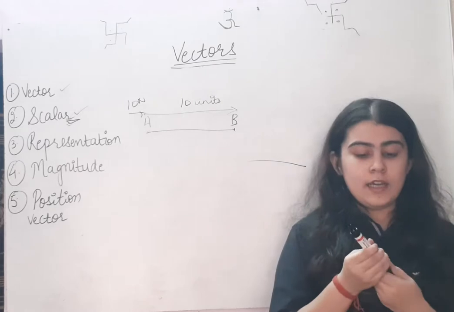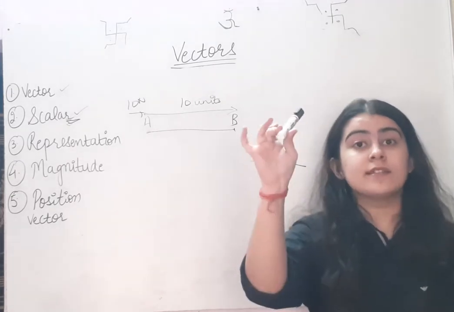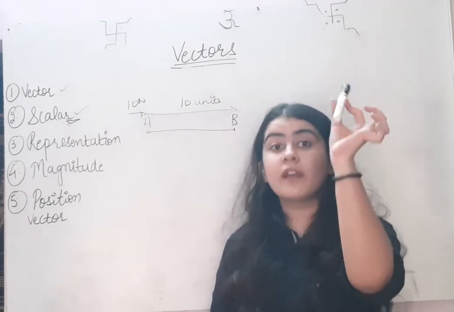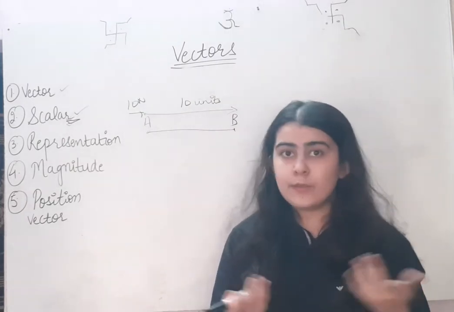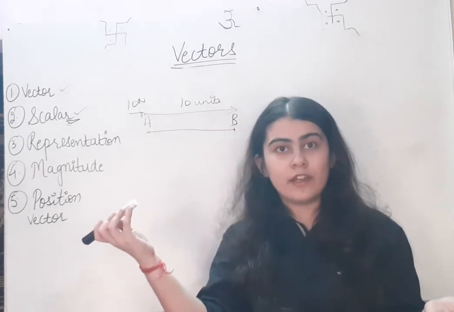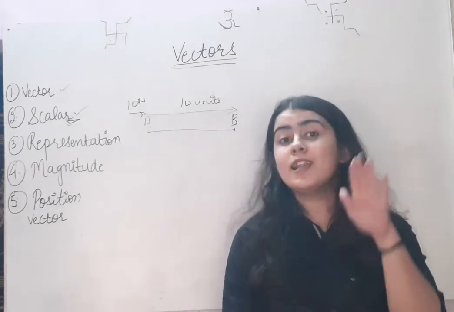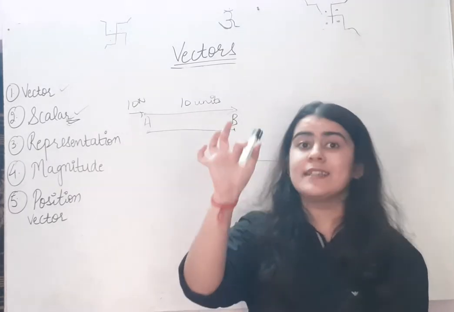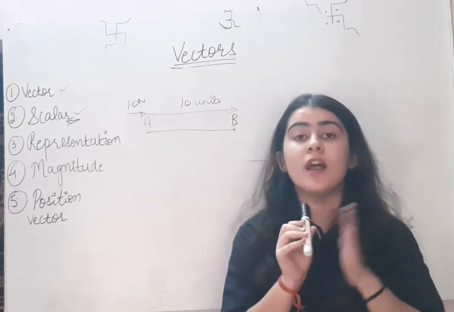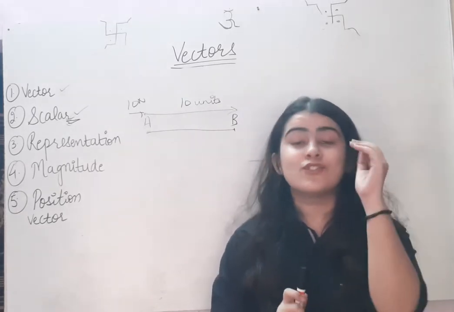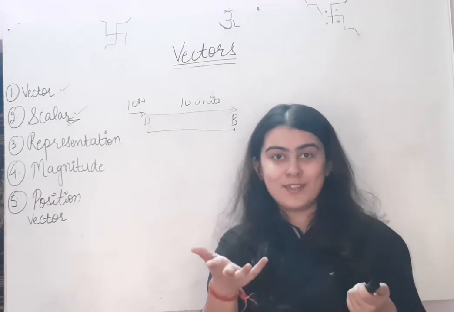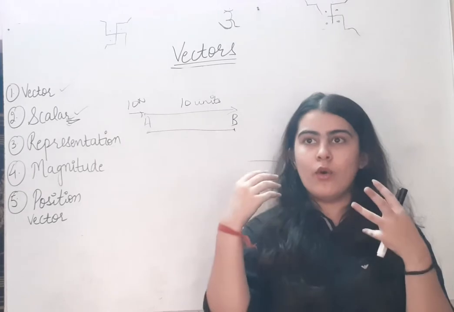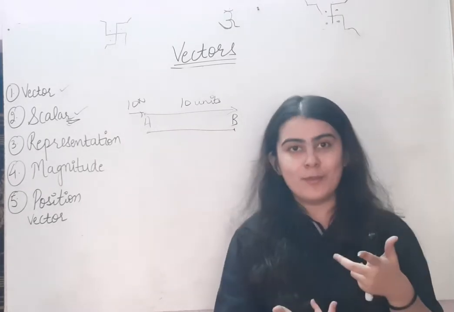For example, when at the very first place I asked you what the weight of this marker is, somebody told me that the weight of this marker is just 10 grams. We didn't say in the right direction or in the left direction. So now it has become a scalar quantity. We only have the magnitude of this marker, that is 10 grams, just the magnitude or just the value. So what basically is magnitude? Magnitude means the value or the length or the weight or anything which is measurable.